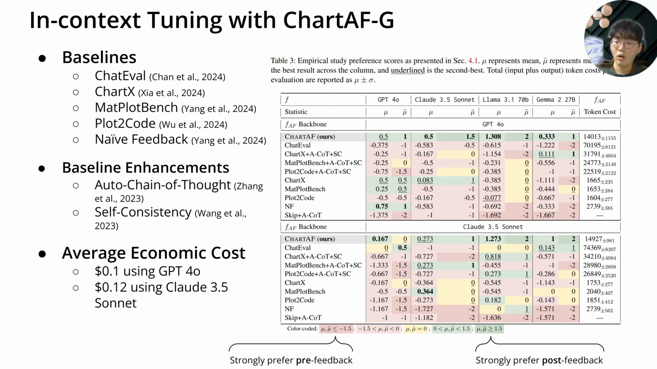For comparison, our baselines include ChatEval, a general LM evaluator, and 4 chart domain-specific verifiers. Since language-based evaluation can be viewed as a reasoning task, we also implement auto chain-of-thought prompting and self-consistency decoding for a more comprehensive comparison. Despite processing 14 to 15,000 tokens per evaluation, our approach costs only about 10 cents per chart, making it economically viable for large-scale deployment.